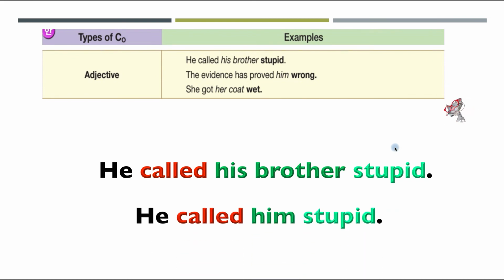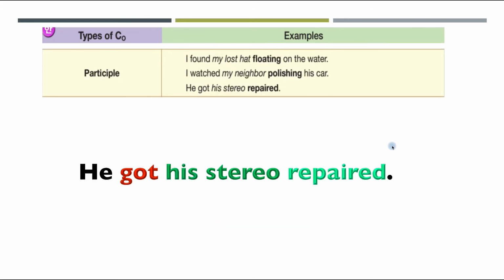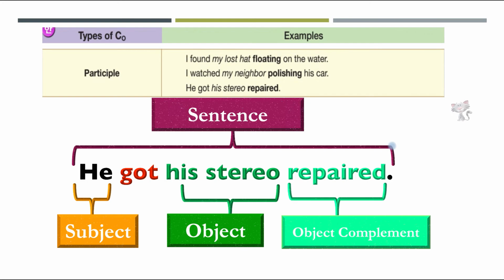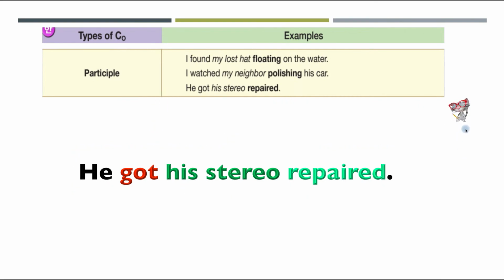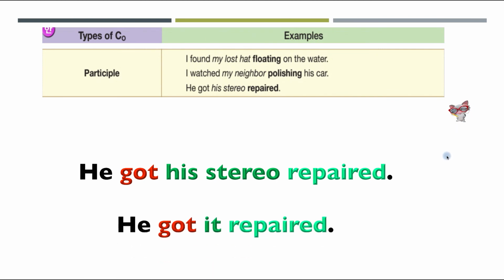And then we got, he called his brother stupid. He called him stupid. He got his stereo repaired. Let's show the nice pattern again. Sentence: subject, verb, object, object complement. And as Yonghi said, this one is the past participle, talking about the action that was carried out on his stereo. Yeah, Yonghi notes here. He got it repaired.